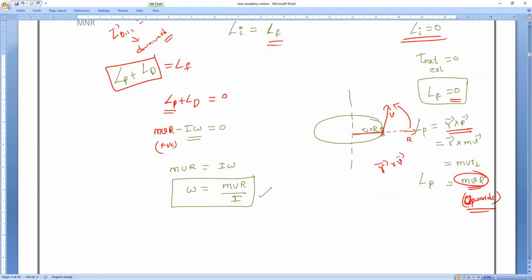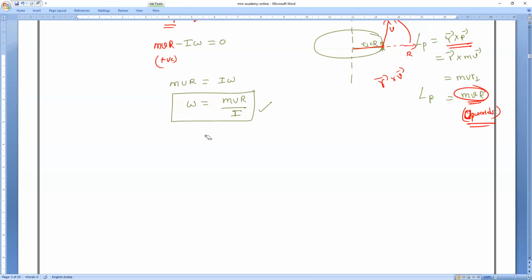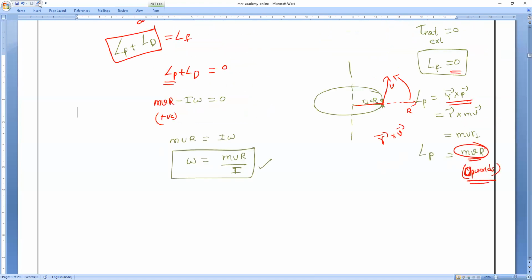I hope you are clear. Understand what I am saying? If it is a symmetrical object, we can use I into omega. And if it is a non-symmetrical object, the person is just like a small particle. That is why we are using R cross P. So that's what it is about the omega.